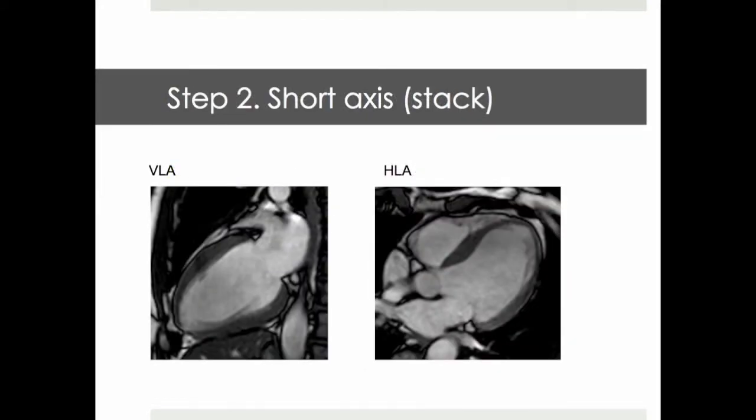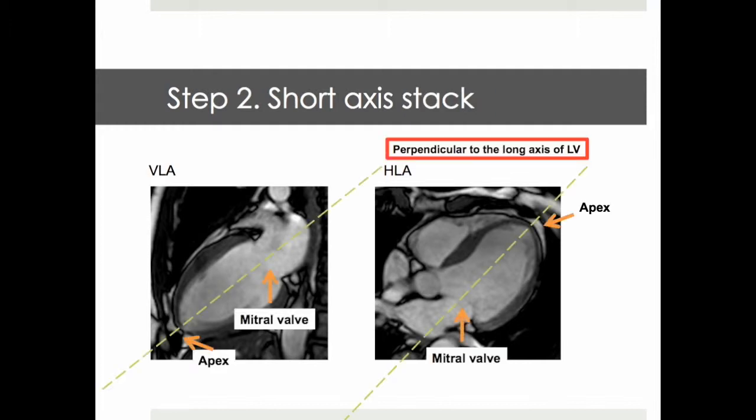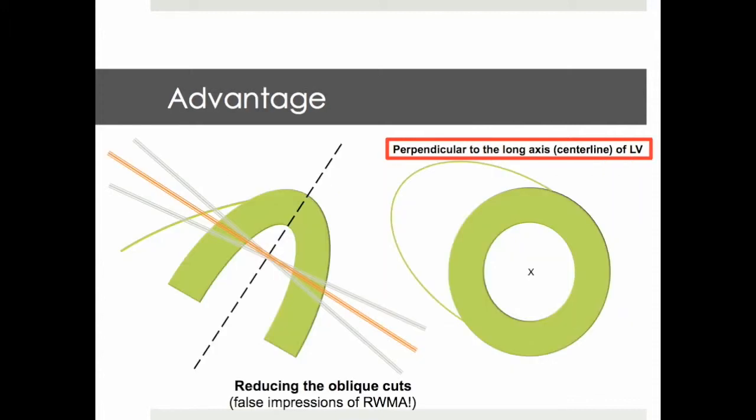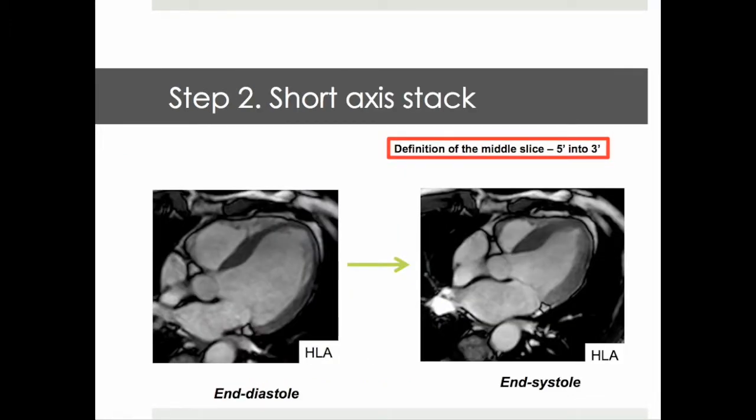The scout views vertical long axis and horizontal long axis are important for planning of short axis stack. Short axis stack is planned perpendicular to the long axis of the left ventricle. Therefore, we place a stack of short axis slices perpendicular to the imaginary line in the center of the ventricle. The obvious advantage of such planning strategy is in reducing oblique cuts through the myocardium, which can give false impressions of regional wall motion abnormalities.